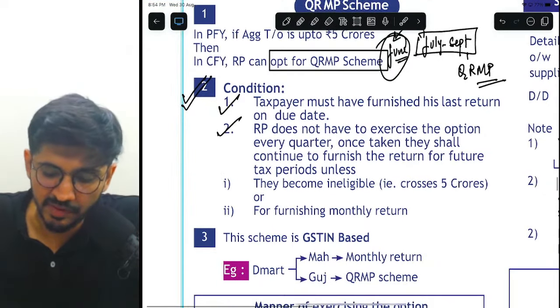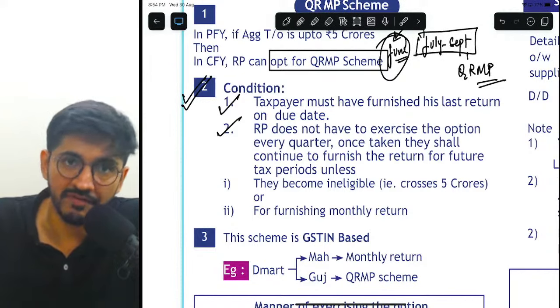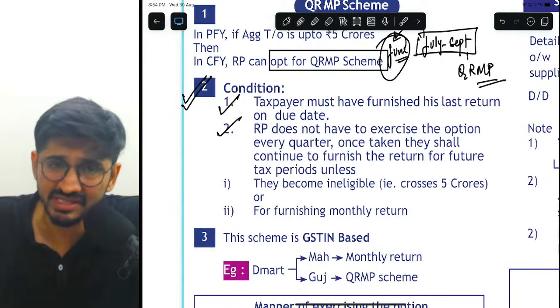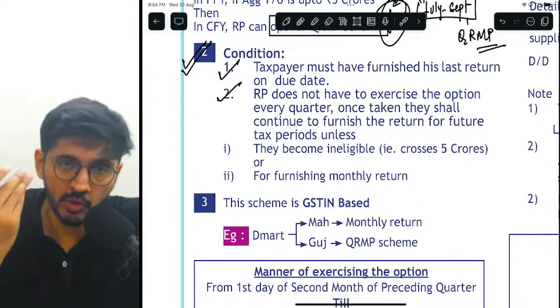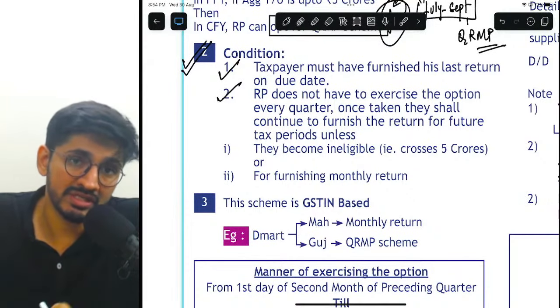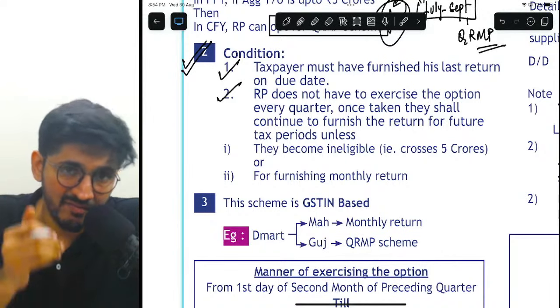Next, the registered person does not have to exercise the option every quarter. If you have exercised it once, it will continue until you voluntarily opt out of it, or you possibly cross 5 crores in the current financial year.